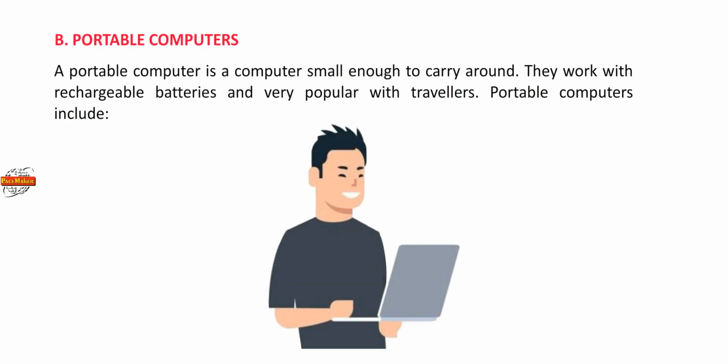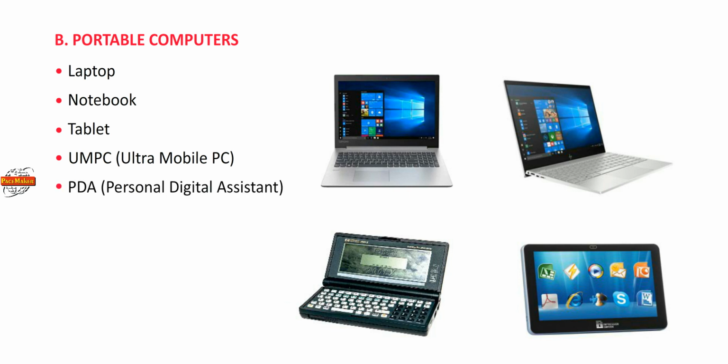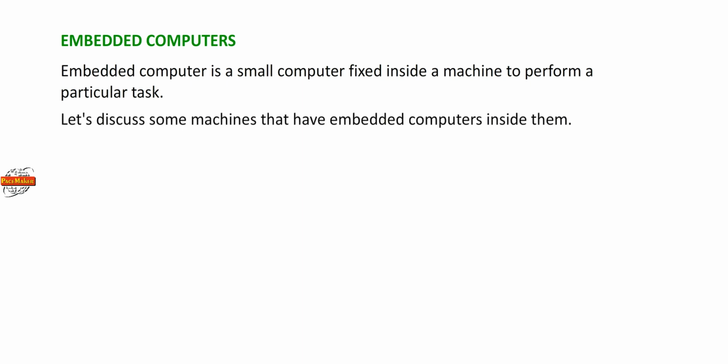Portable computers. A portable computer is a computer small enough to carry around. They work with rechargeable batteries and are very popular with travelers. Portable computers include laptop, notebook, tablet, UMPC (ultramobile PC), PDA (personal digital assistant), and embedded computers. An embedded computer is a small computer fixed inside a machine to perform a particular task. Let's discuss some machines that have embedded computers inside them.